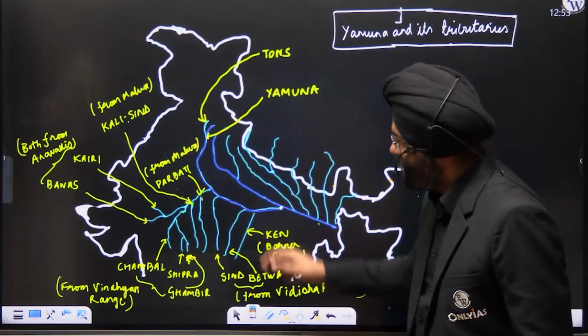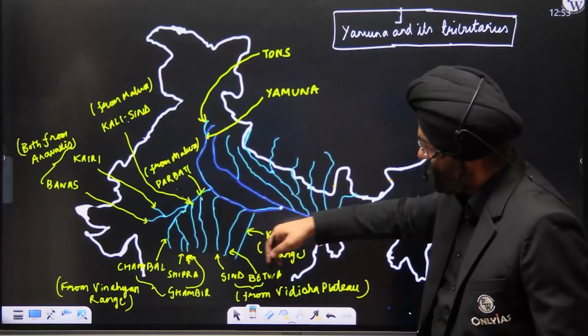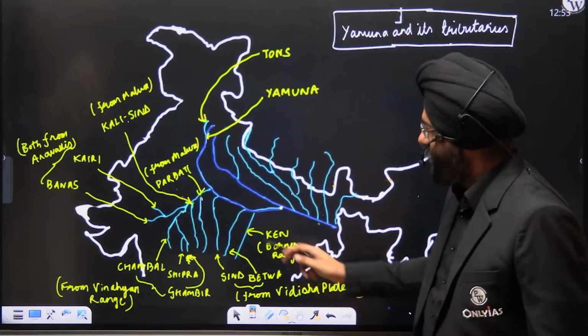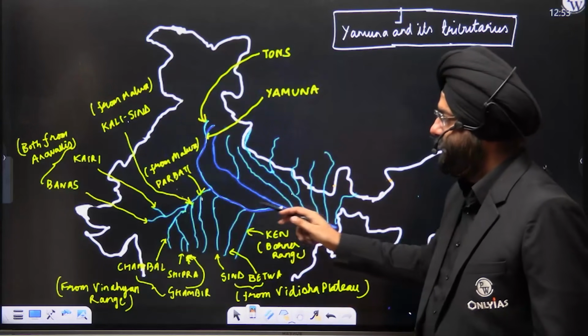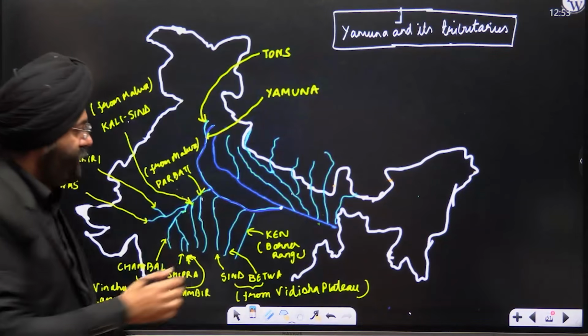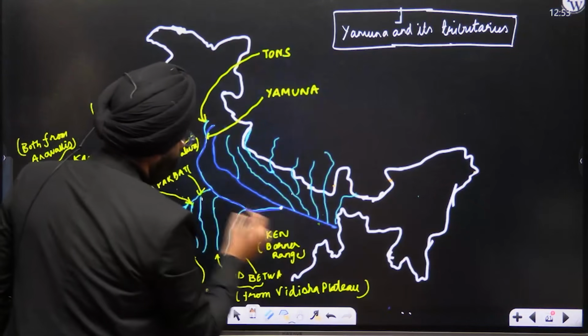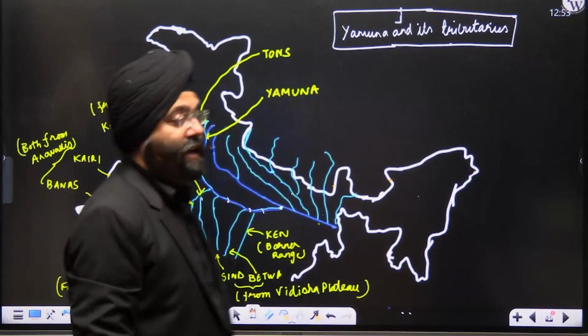We have the Sindh river and Betwa river from the Vidisha plateau. And you have again the Ken river from the Barmer range, which is again joining the Yamuna. Now these are what? The right hand tributaries of Yamuna, because they are joining from the right, because the Yamuna river is flowing in this direction. So these are the right bank tributaries.